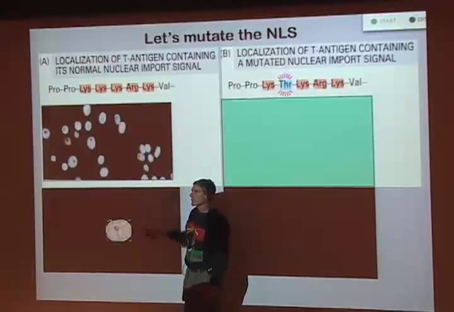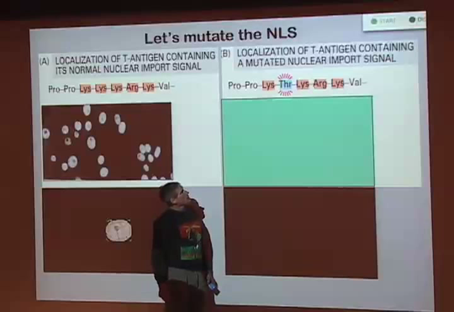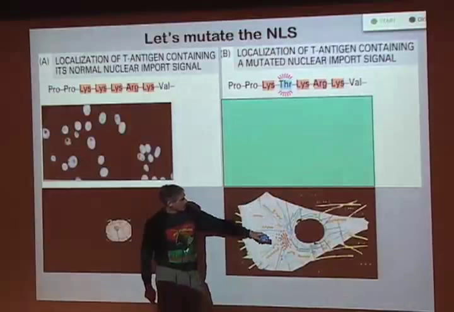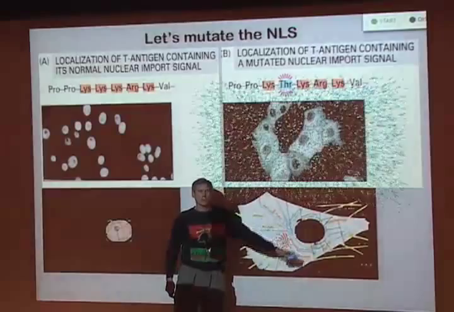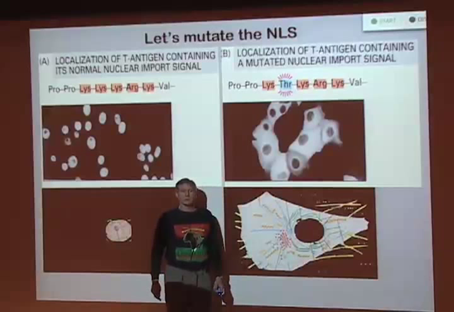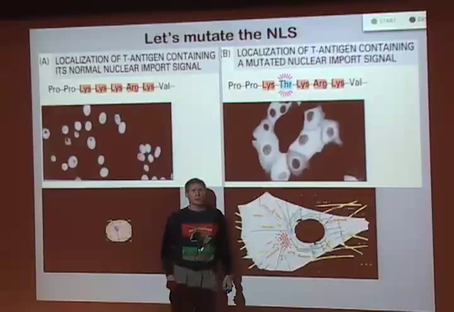So let's mutate the nuclear localization signal. Make a threonine instead of lysine. What would we expect? Well, if we take our diagram of the cell, if a protein can only be in the cytoplasm, the nucleus will look like a big hole, right? Well, lo and behold, that's what it looks like. Here's some cells. The nuclei look like holes. This doesn't get it into the nucleus. So in this way, people can identify mutations and what works and what doesn't work for nuclear import.